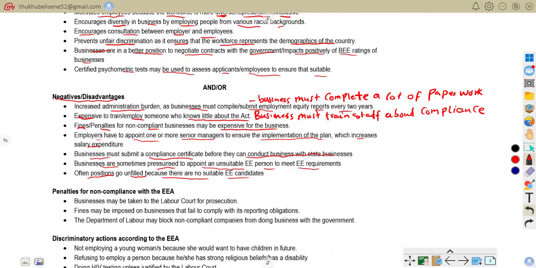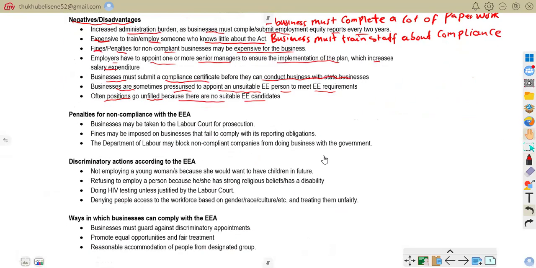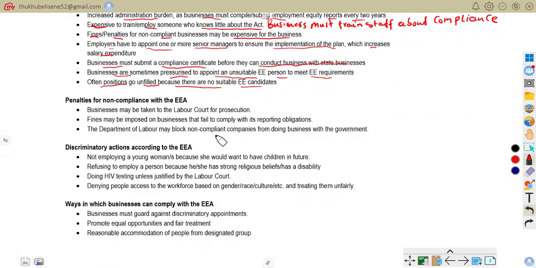Jobs stay empty. So now let us move on to penalties now. Penalties for non-compliance with the Employment Equity Act. So like it says, business may be taken to labor court for prosecution. So serious cases can lead to court action.